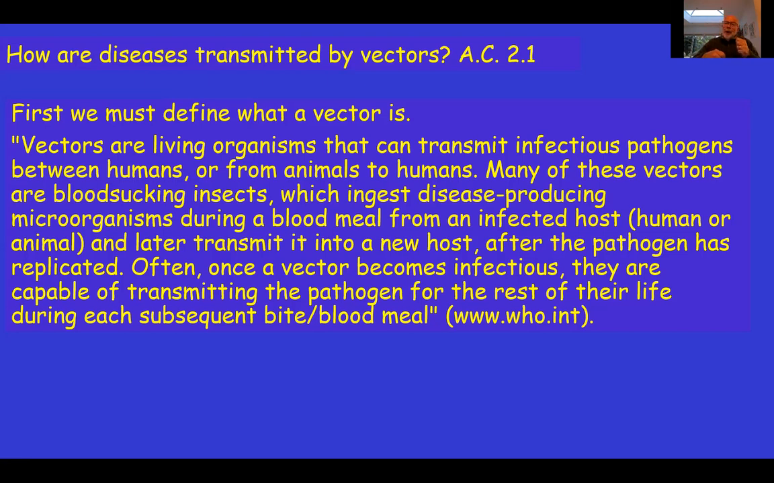Now, the pathogen will replicate and reproduce itself inside you, as well as the vector, the insect. And often once a vector becomes infected, they're capable of transmitting certain diseases for the rest of their life during subsequent bites and meals. So certain ones can lay dormant and then you transfer them.